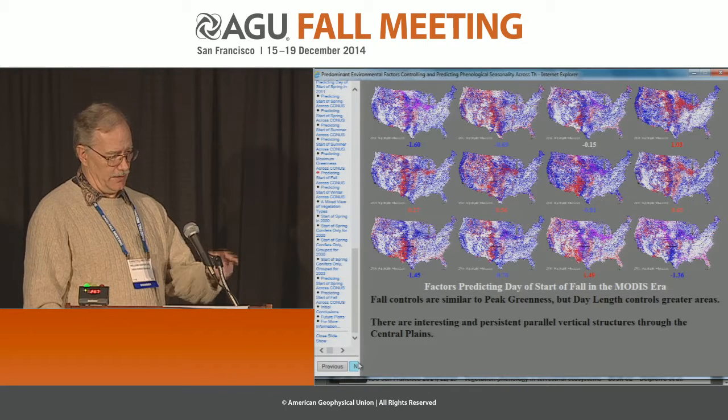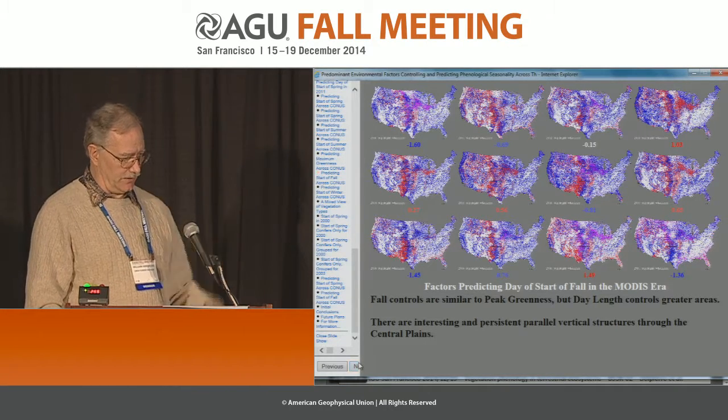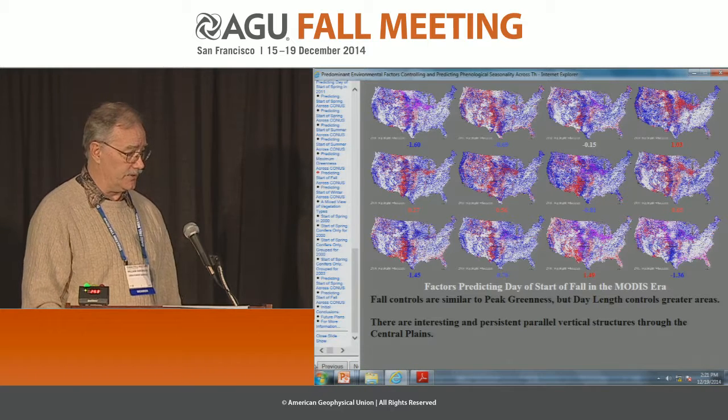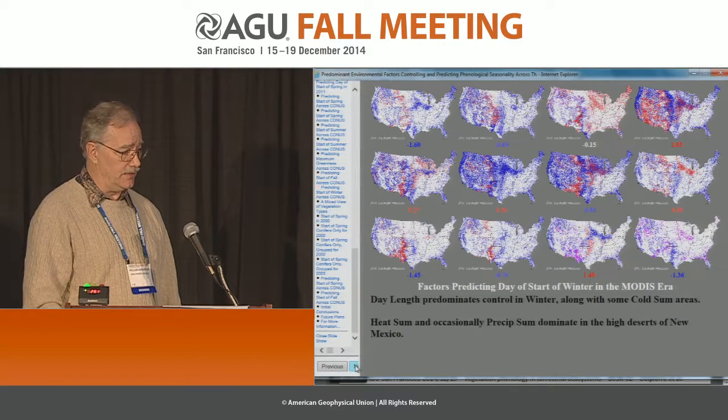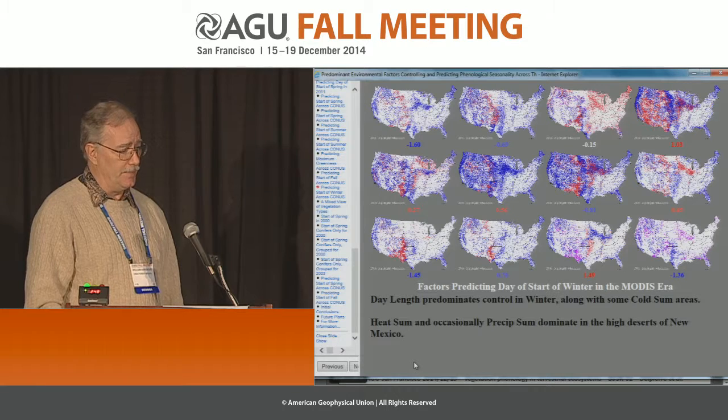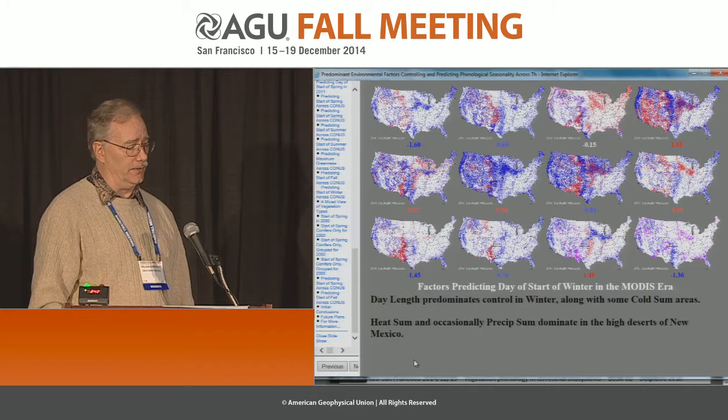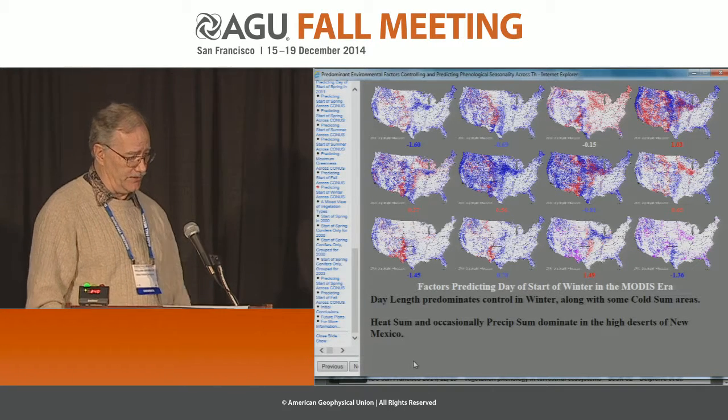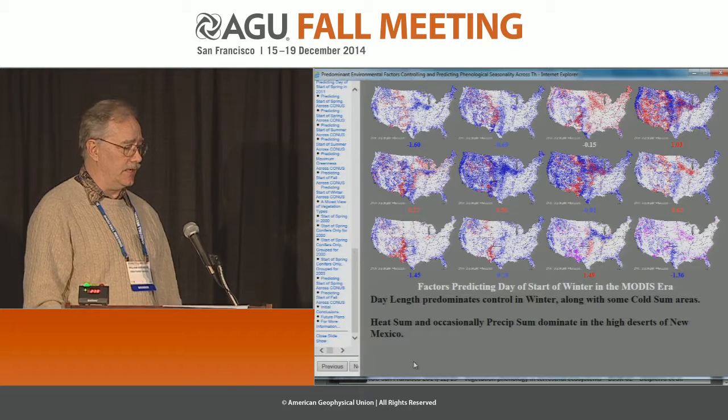I see these very interesting double vertical sort of control structures through the central United States that I am interested in. And finally, here's winter. And it's quite clear that these are mostly white. So day length is predominating control in winter, although there's some cold sum controlled areas. Heat sum and occasionally precip dominate in some of the desert areas.